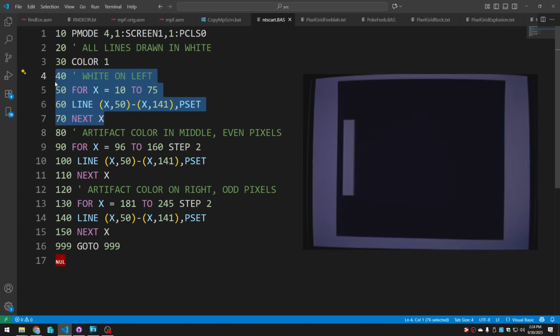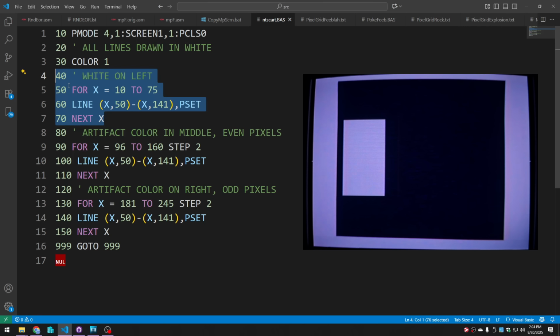This block draws that white rectangle on the left side. It draws it as a series of vertical lines. We loop the x-coordinates to go from 10 to 75, and for each of those, we draw a vertical line from y-coordinate 50 down to y-coordinate 141. So it's no surprise this is going to make a white rectangle.